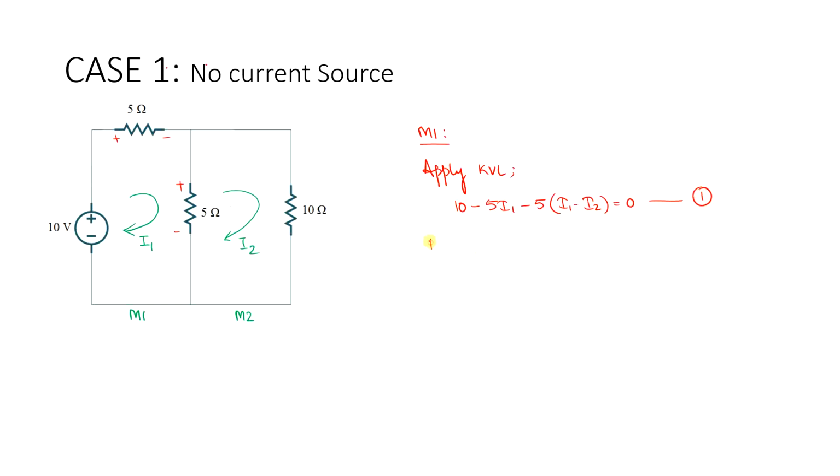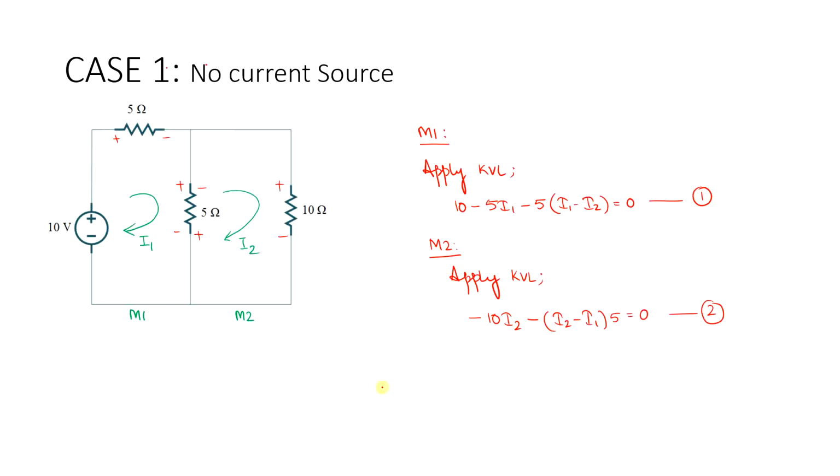When I consider mesh 2 on applying KVL, I get this as, this is again plus minus, so it is minus 10 times I2 minus, the dominant mesh is 2, so it is (I2 minus I1) into 5 equal to 0. So now there are many ways in which you can solve these two linear equations.